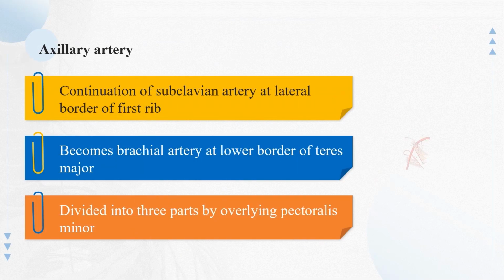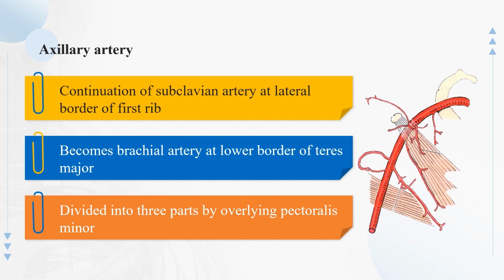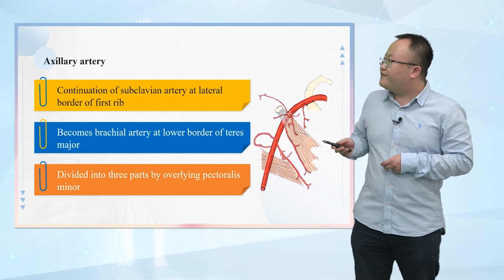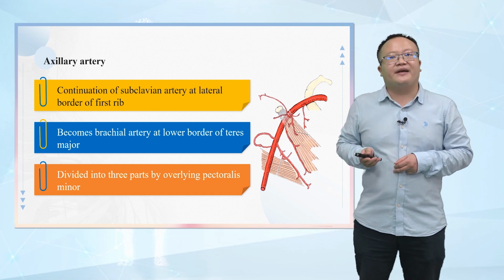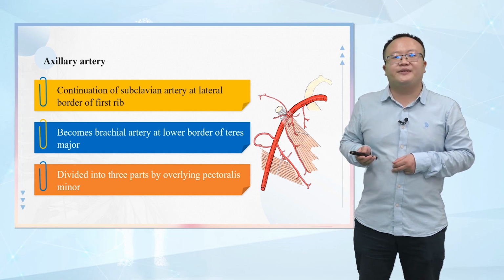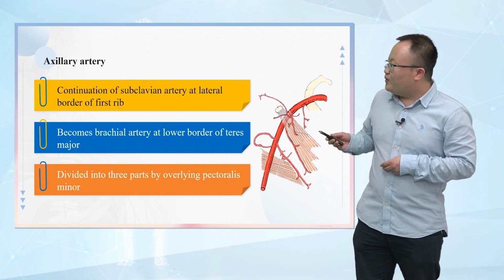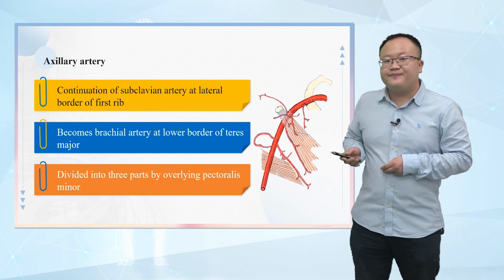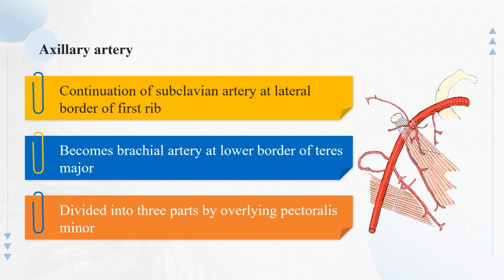The axillary artery is a continuation of the subclavian artery at the lateral border of the first rib and becomes the brachial artery at the lower border of teres major. It can be divided into three parts by the overlying pectoralis minor, as the picture demonstrates.